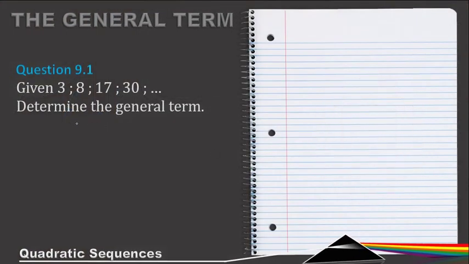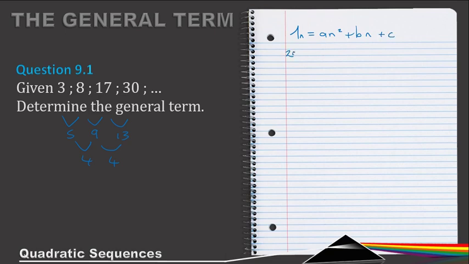Okay, so we're given again this quadratic sequence, and we have to find the general term. Now from 3 to 8 is 5, and then from 8 to 17 is 9, and then from 17 to 30 was 13, and the second difference is 4 and 4. Okay, so to find the general term, Tn is equal to an squared plus bn plus c.